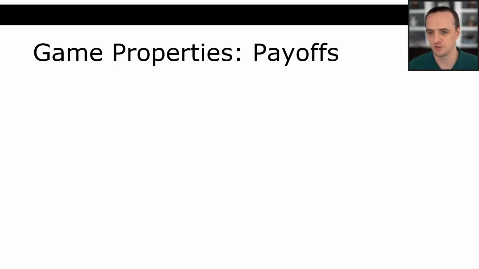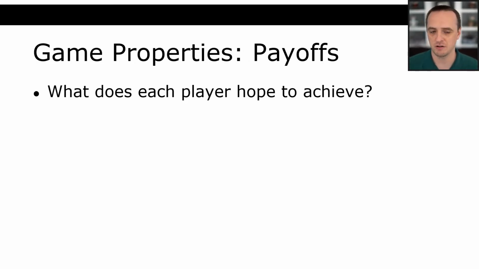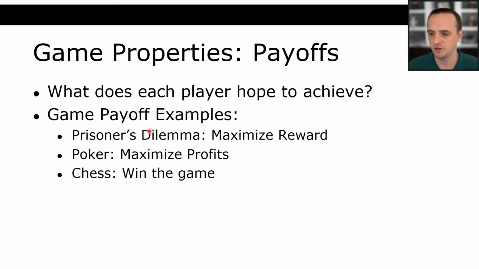What about the payoffs for a game? We just got done with our introduction to game theory and we talked about payoffs. What does each player hope to achieve in these games? This is also very important, and it also defines what the algorithm is that we're going to be using. So for example, in the prisoner's dilemma, we wanted to maximize our utility or maximize our reward or payoff from that game. In poker, we may just want to maximize our own profits. So we don't care about what happens to anyone else. There's a bunch of people playing. We just want to win money.